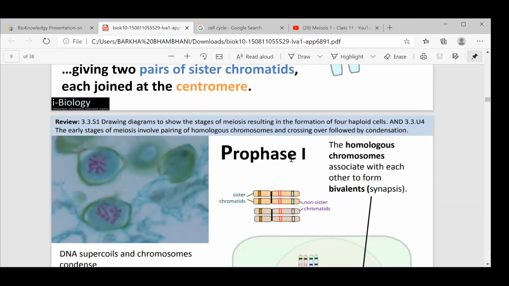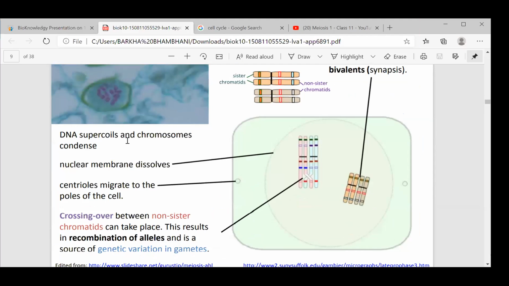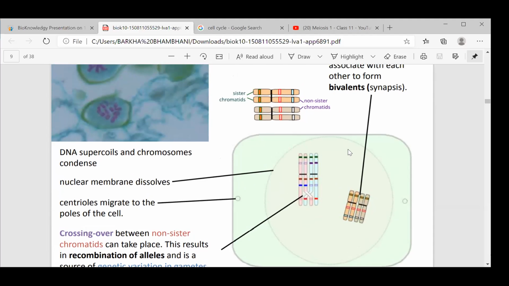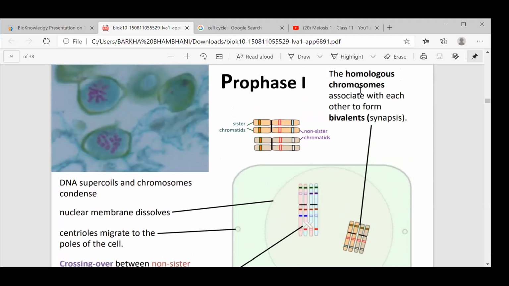Now, in prophase 1, DNA is going to supercoil, chromosomes are condensing, nuclear membrane will dissolve, simultaneously centrioles will start moving to different ends of the cell. Then there will be a production of bivalent. What is bivalent? That is during the synapsis, okay? So the homologous chromosomes associate with each other to form bivalents.